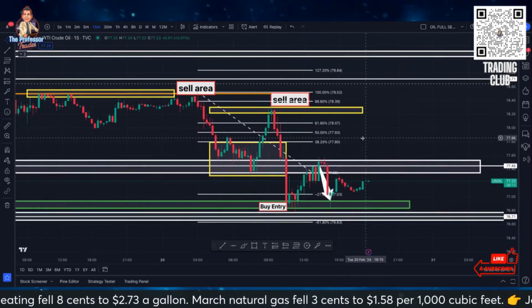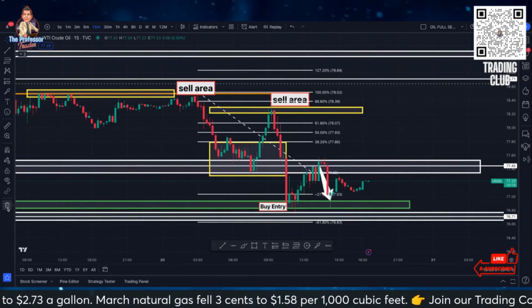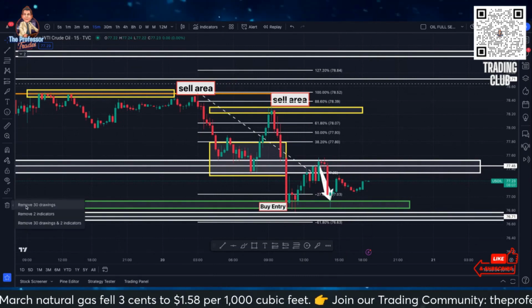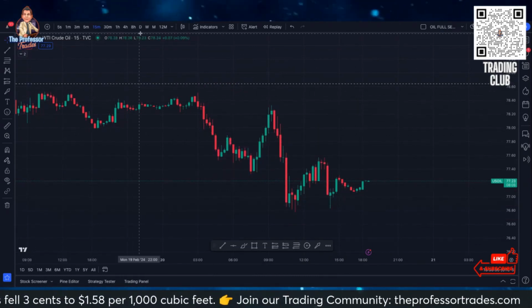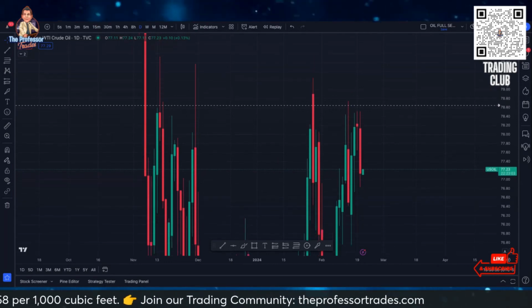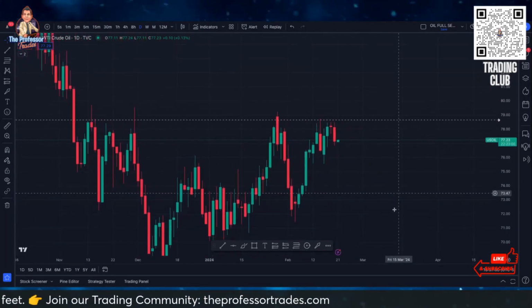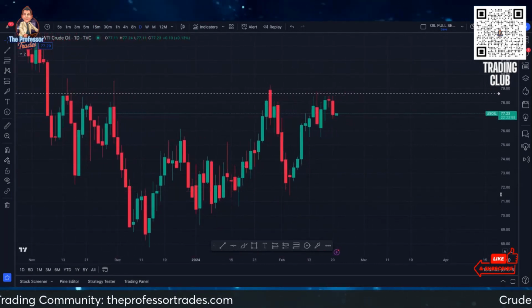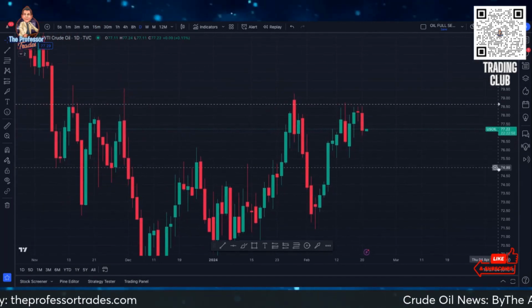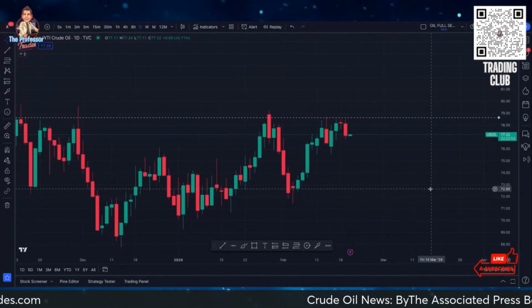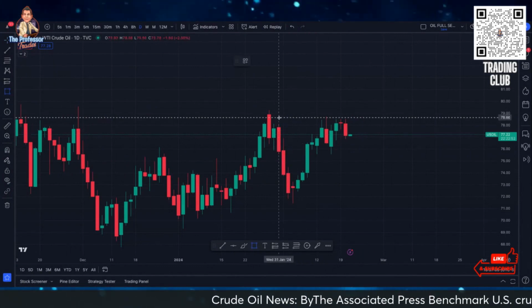So now that the day is over, we need to hit this remove 30 drawings, and we are going to start from scratch for you London traders. So make sure that you stay until the end and pay attention to what's going on, because the market just opened right now. Okay, so we are going to look at a top side.